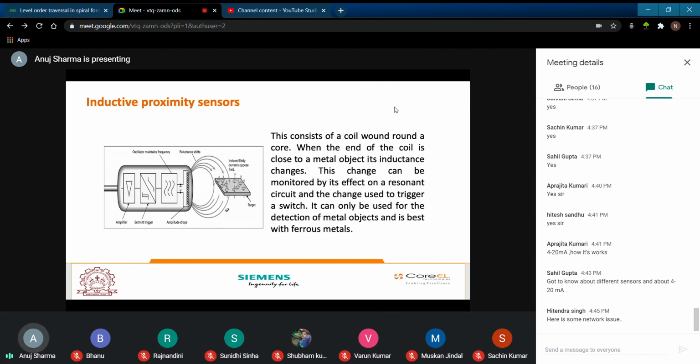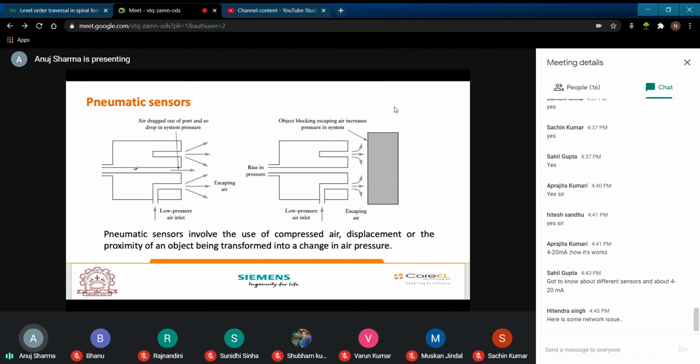Again, the reluctance is shifted because of the induced eddy currents, and this reference current changes, and we can get an output. Then the pneumatic sensor: you can see that air is passing through this. When a material, whether metallic or non-metallic, comes near to this, there will be a rise in pressure, and this rise in pressure can be detected because of the presence of a particular material.